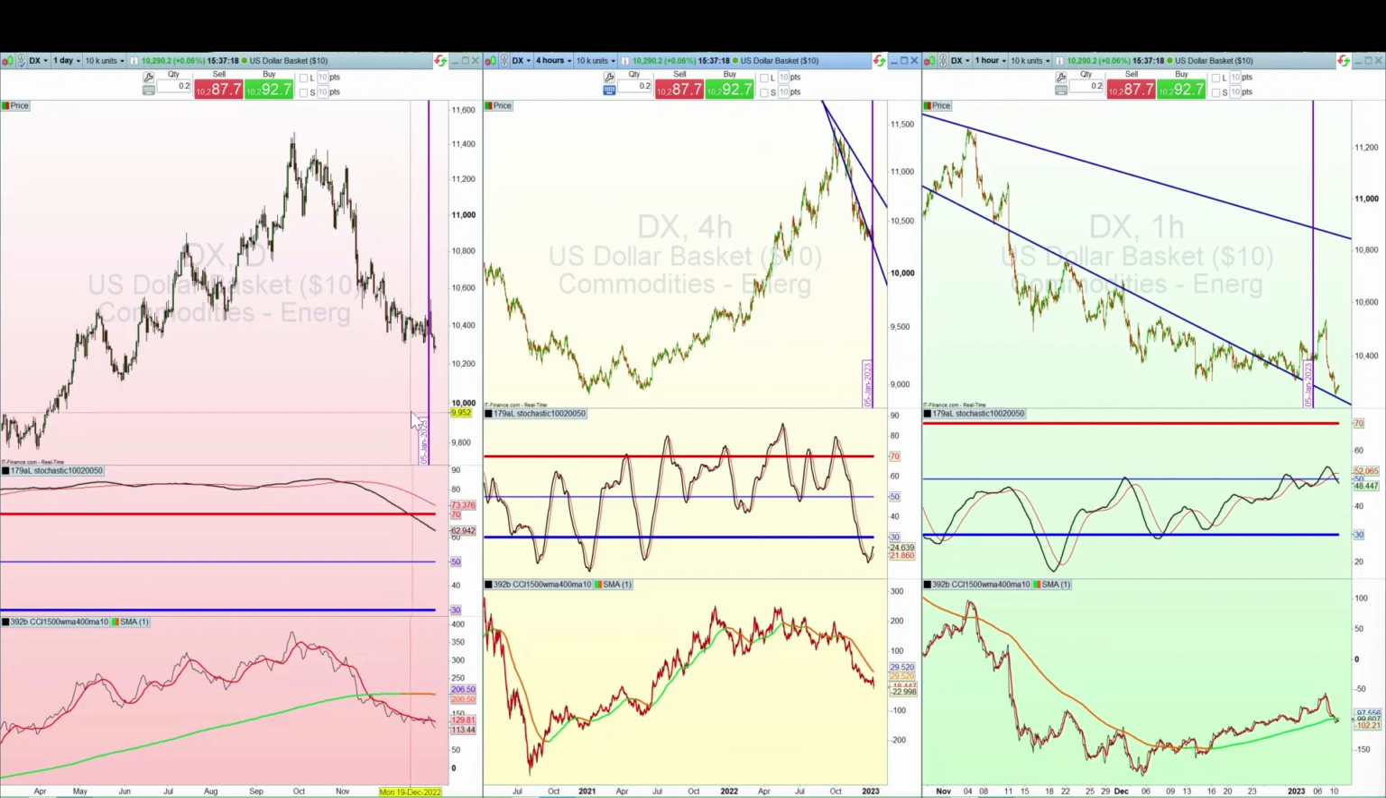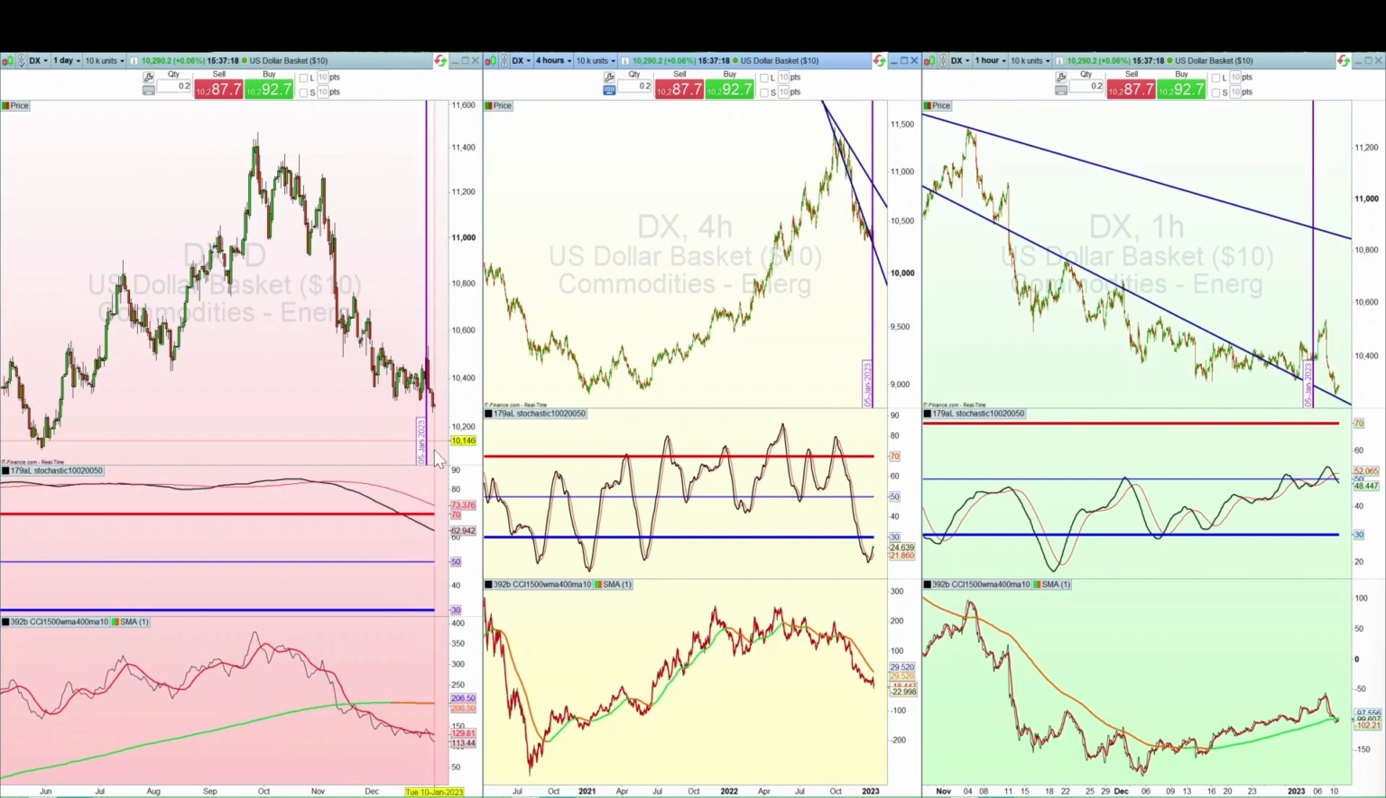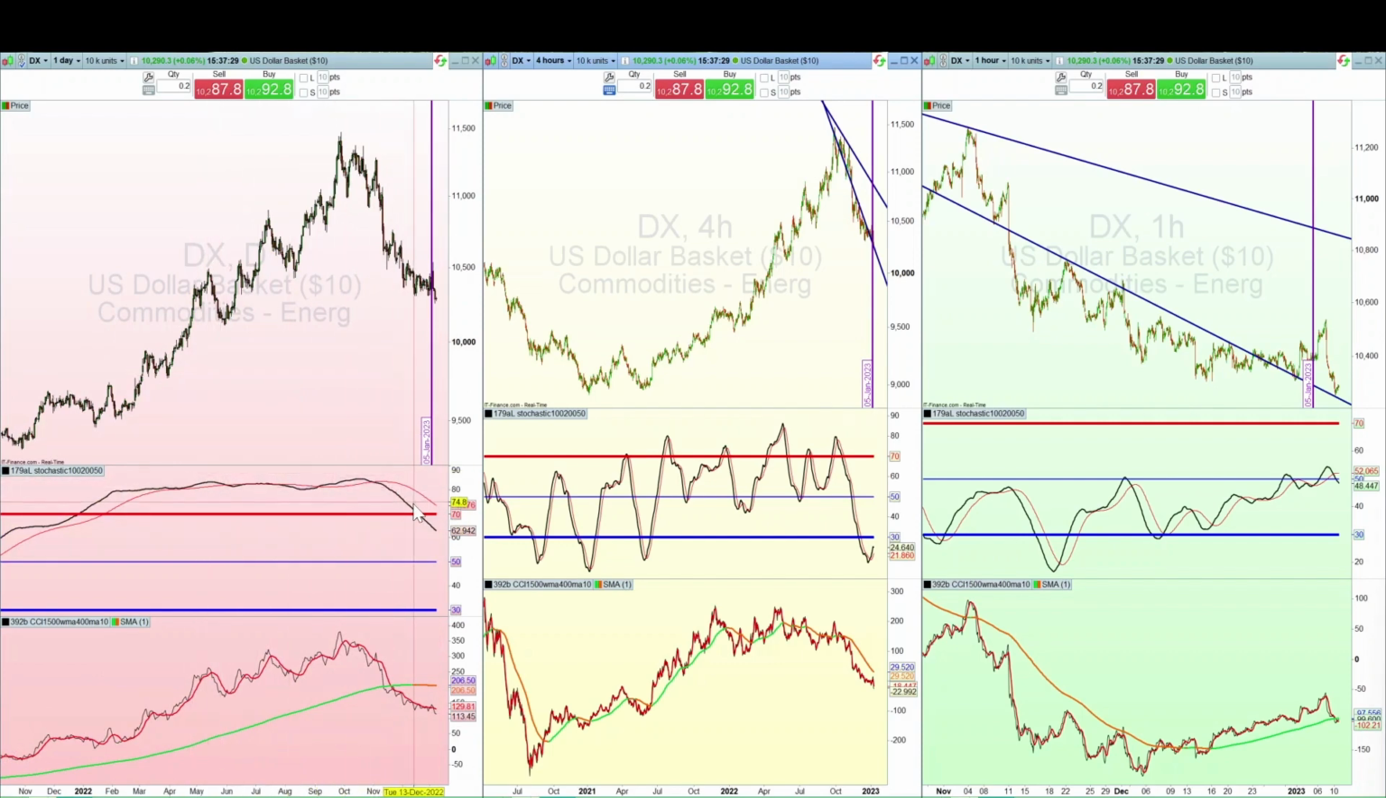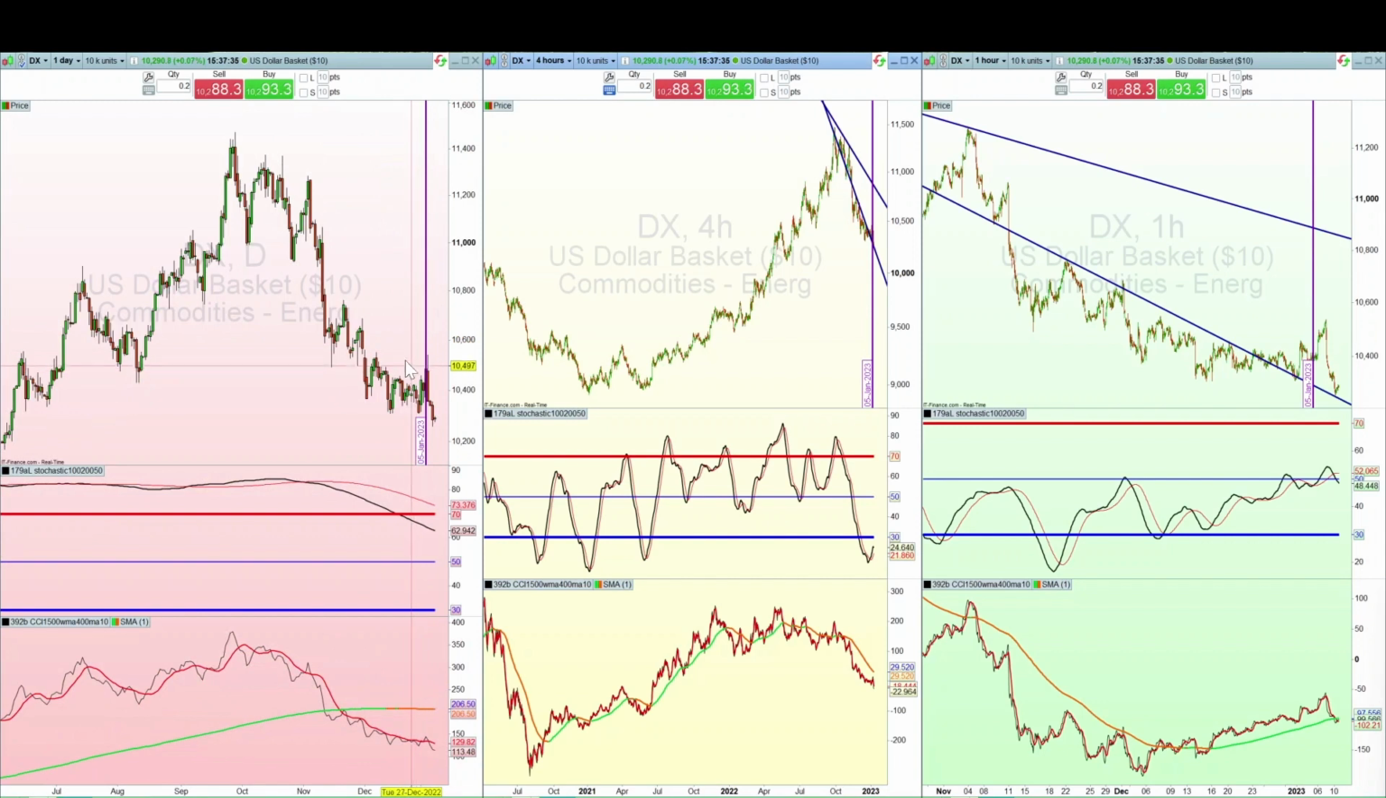As you can see here on the daily chart, it has broken down from our last update and it's trending below the moving average of the CCI 1500. The Stochastic 100-200 has come down from the overbought territory and is starting to decline. So it looks like further downside pressure in the medium to long term.